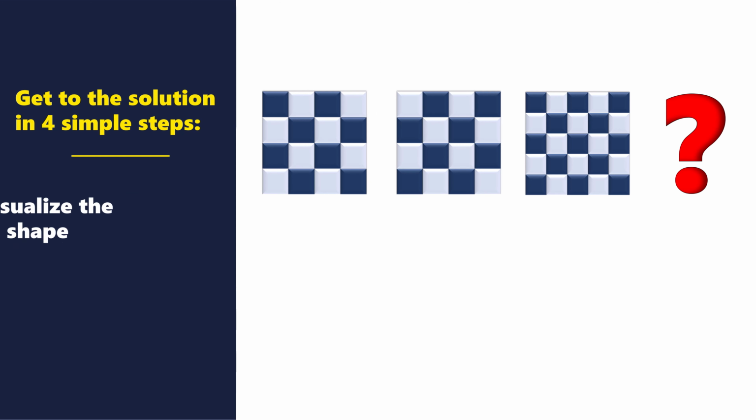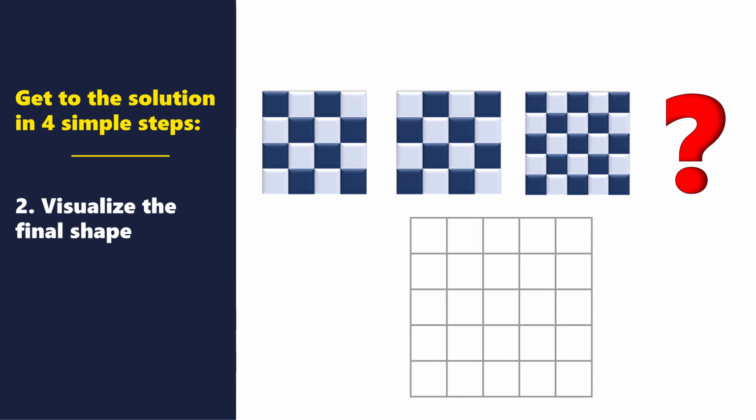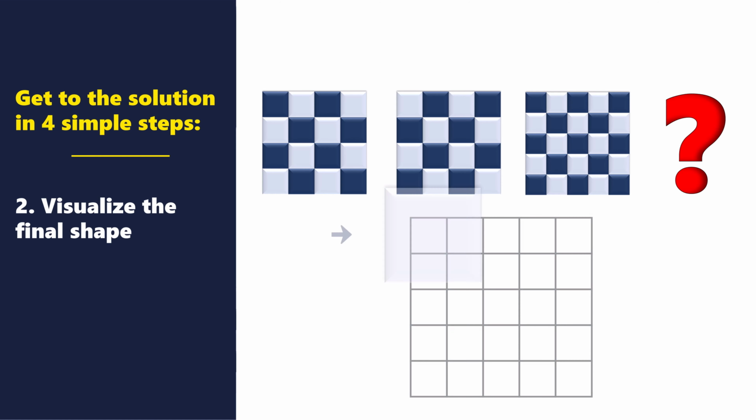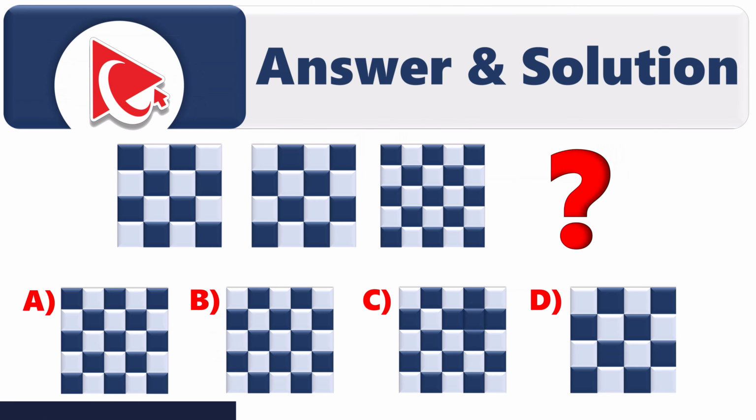Now it's time to go to step 2. In step 2, we need to visualize the final shape. Based on what we've just learned, our final shape should be 5 by 5 in size, with alternating colors and should have a lighter small square in the upper left corner. There are two choices that match this option, choices B and C.